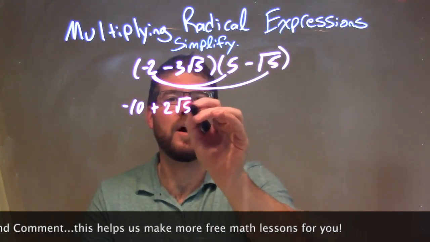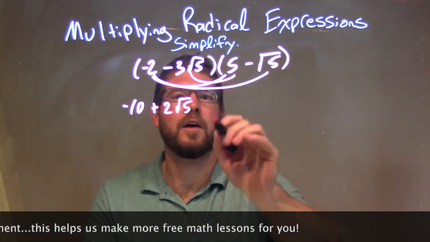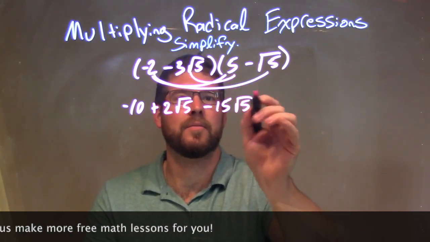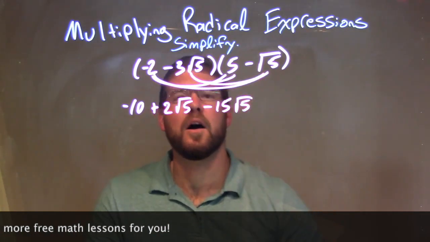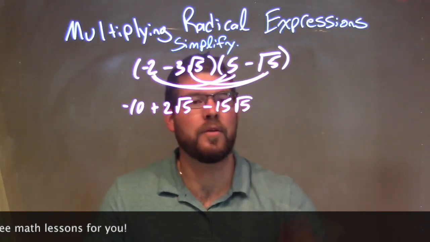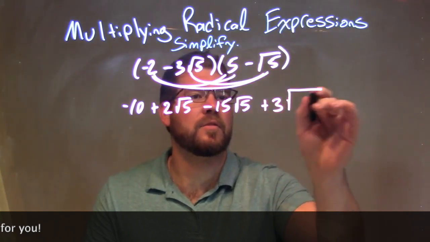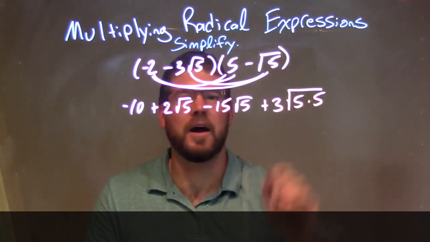2 square root of 5. Minus 3 square root of 5 times 5 is a minus 15 square root of 5, since 3 times 5 is 15. And then minus 3 square root of 5 times a minus square root of 5 is addition here. A negative, negative is positive. We have 3, and the square roots combine to be 5 times 5.